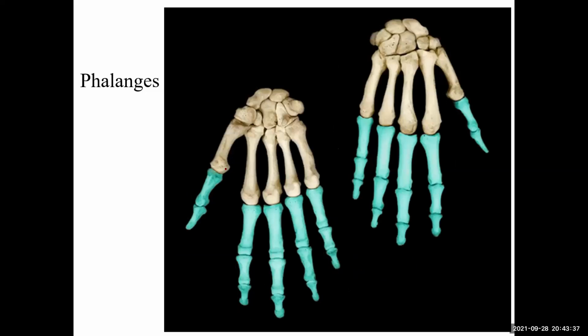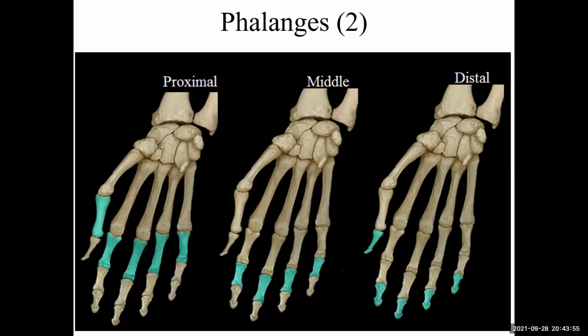Look, only 2 phalanges for the thumb. I cannot stress this enough. You should not miss any points on this. But if you look at the rest of them, 1, 2, 3, 1, 2, 3, 1, 2, 3, and 1, 2, 3. There you go. See them all. Proximal and distal, all the digits have 1. Middle, only digits 2 through 5.